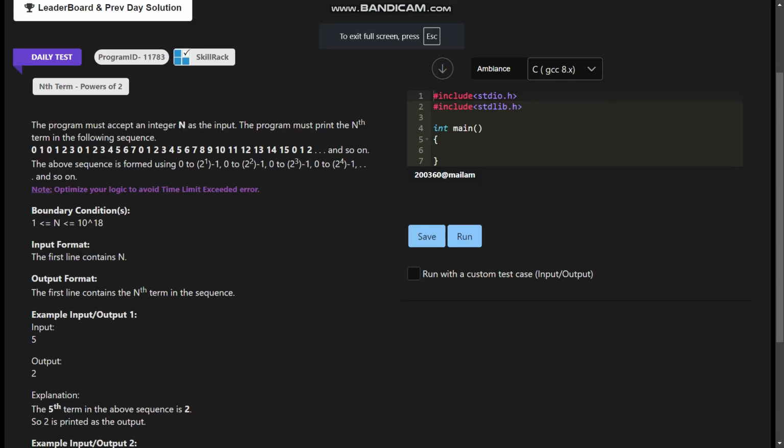The question given is nth term powers of 2. The program must accept an integer n as the input. The program must print the nth term in the following sequence. The sequence is given and the explanation is also given below.